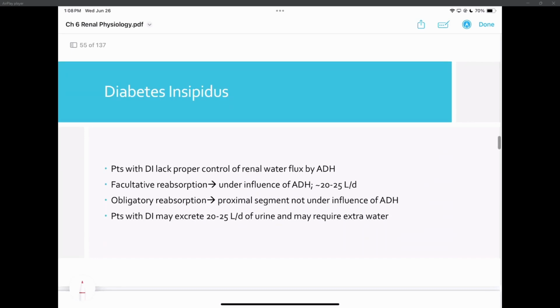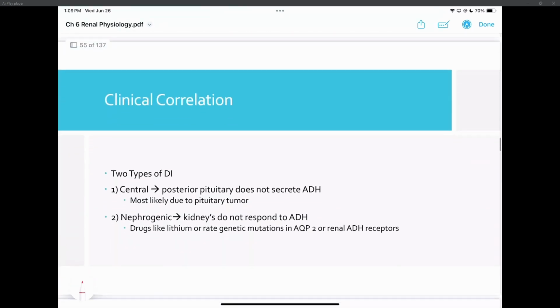Here's a case called diabetes insipidus. Basically, this is the opposite of the syndrome of inappropriate ADH. Now we don't have enough. Don't worry about this stuff so much, but know that there's different types of diabetes insipidus. But look at this. Patients with DI may excrete 20 to 25 liters of water a day. They are peeing all day when they have this problem. Okay? And don't worry about that.